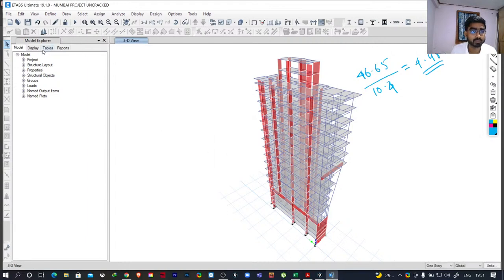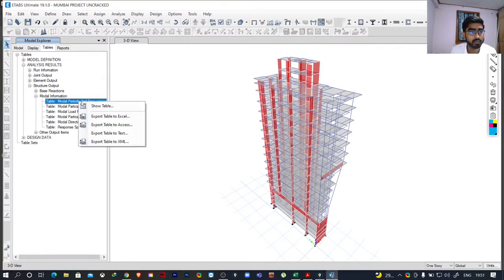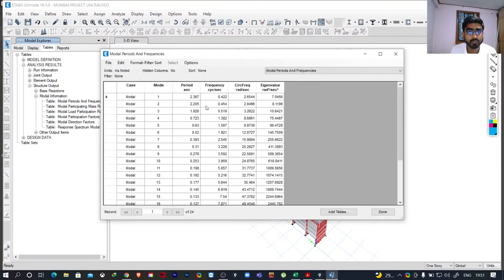It is already analyzed, so let me check here. Remember, the modal analysis should not be checked in the model where you have assigned the stiffness modulus. So here I will check the value. You can see the time period is quite different, 0.3 and 0.4. Here also we are getting less than 1. Obviously, we should look for the dynamic effect.